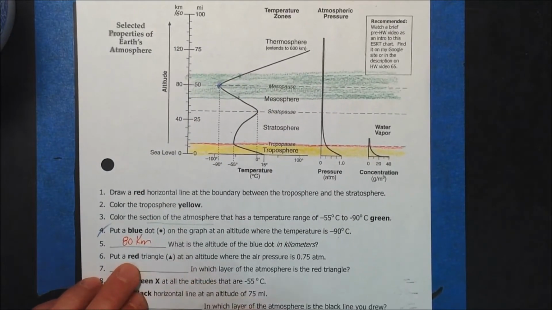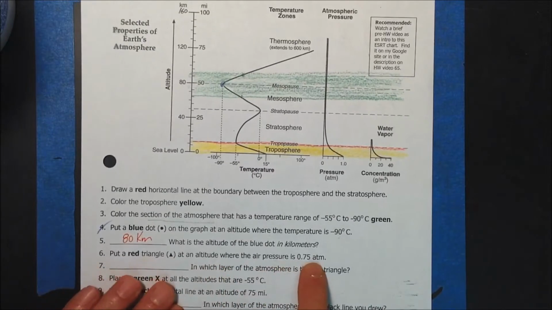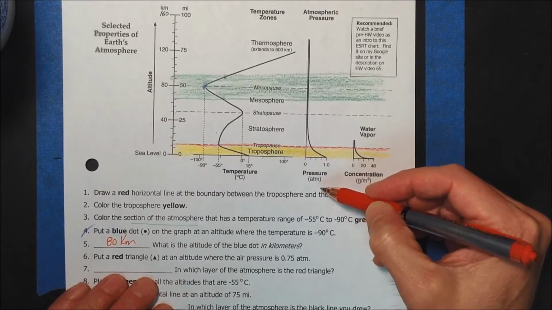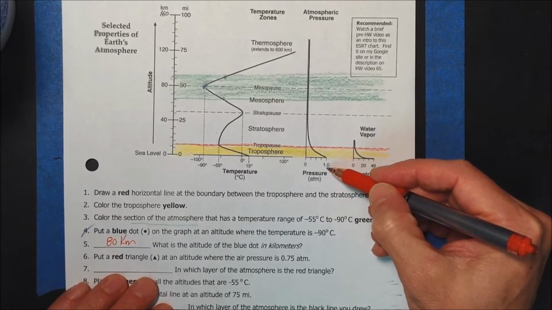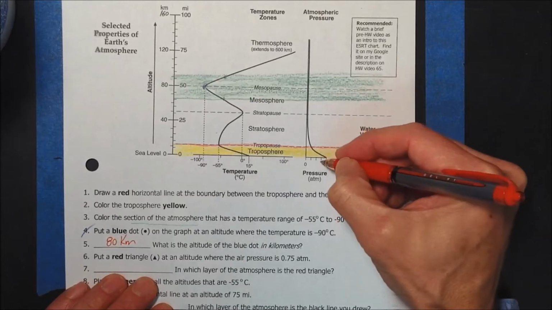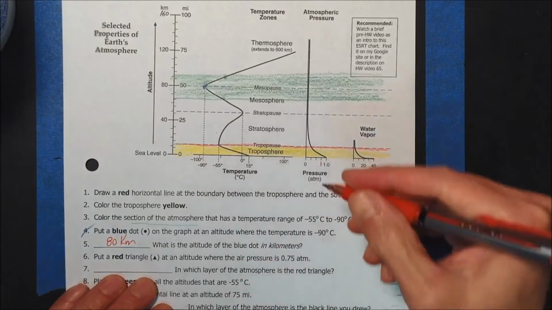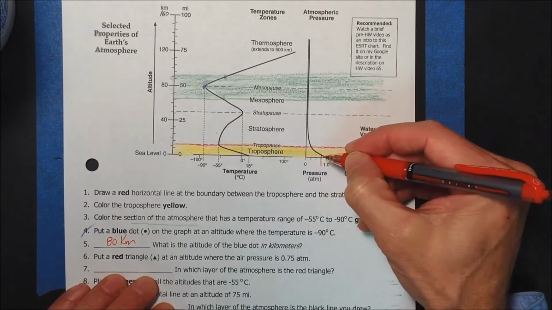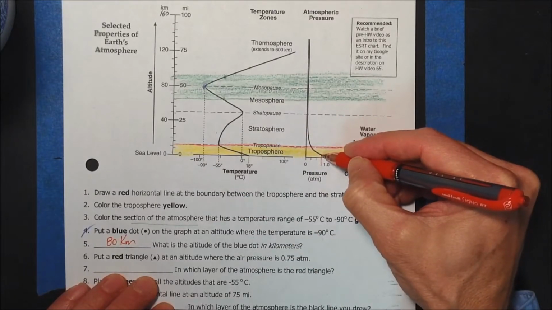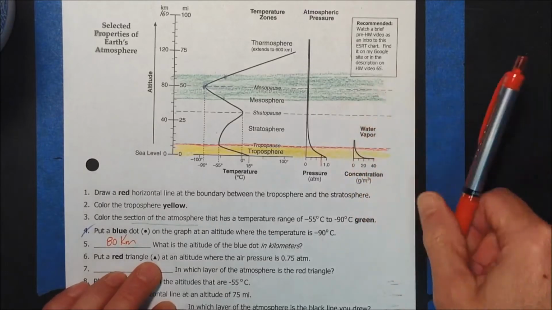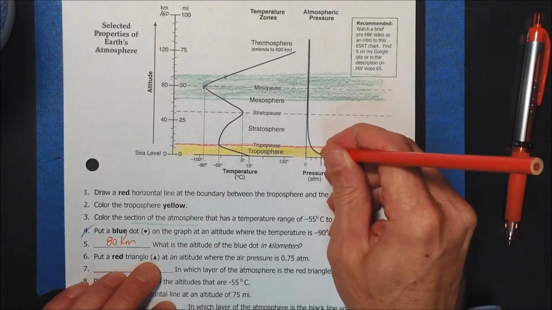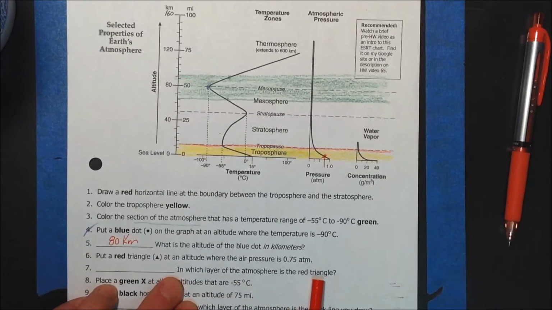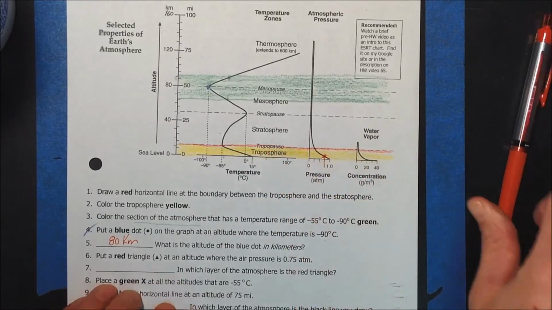People often do. Put a red triangle at an altitude where the air pressure is 0.75. This also is problematic. Air pressure is listed in atmospheres here. 1 atmosphere is at the surface. So 0.75 is right there, and then you got to go up to there. That is where it is, right there. And if that's 5 miles, maybe that's like a mile or 2 miles up. But we're interested in a red triangle right there. It's a little hard to see, but right there. I hope people see that. Red triangle. In which layer of the atmosphere is the red triangle? It is in the troposphere.